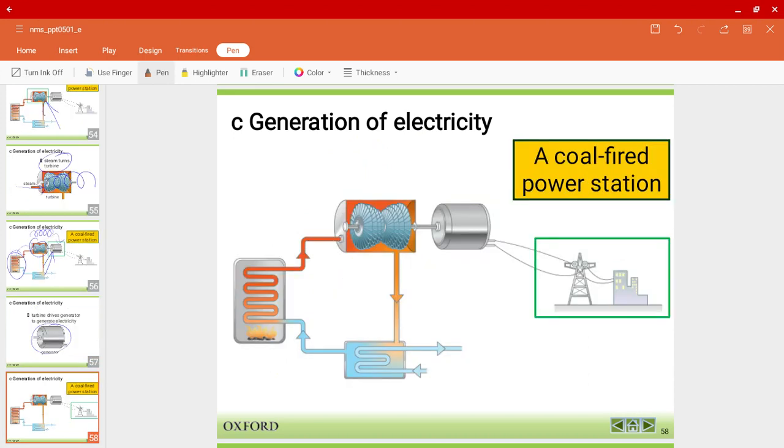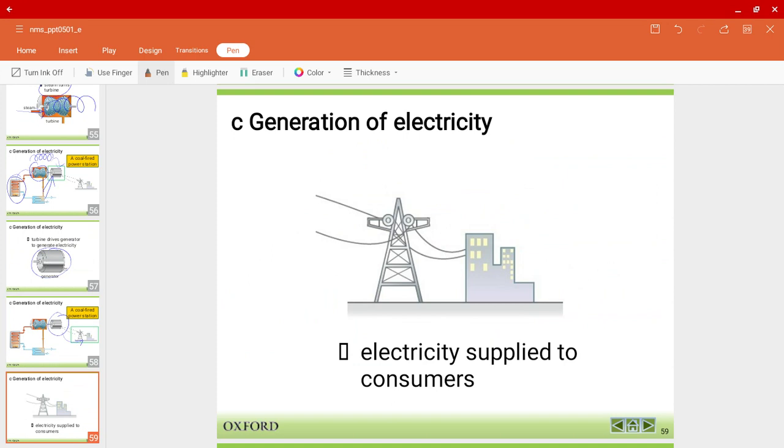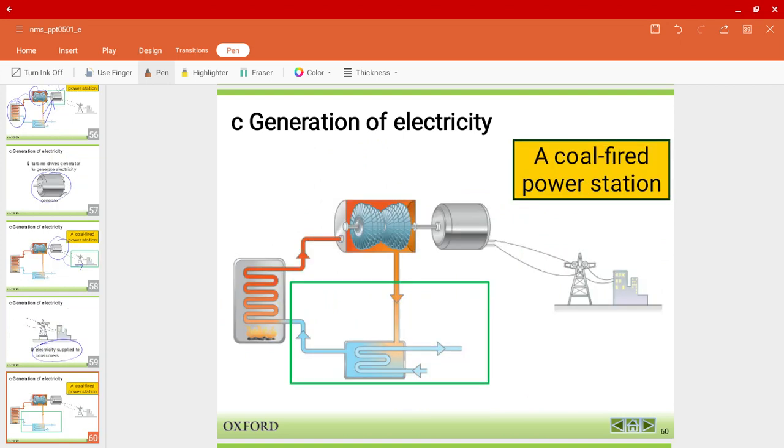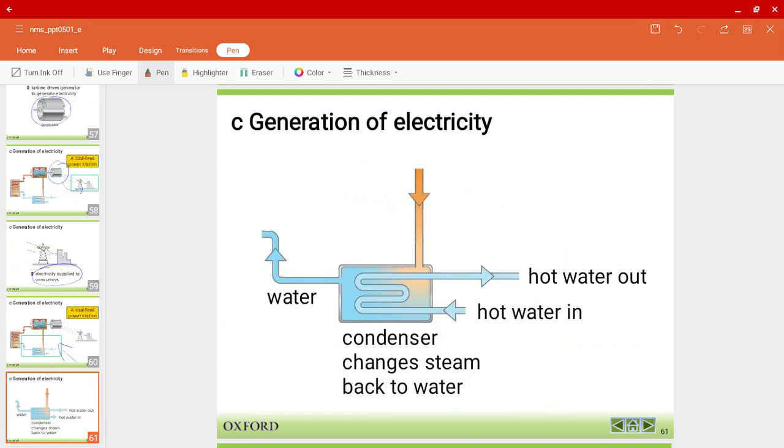So it is a whole process, and eventually when electricity is generated, of course, we will be using electricity. Through the power stations or some other ways, electricity is supplied to the consumers or to residents.